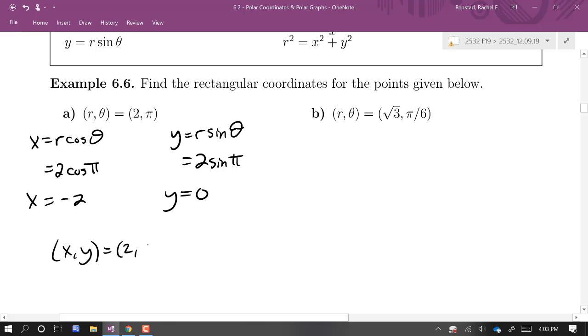So now that we're working with both polar and rectangular coordinates, you'll notice that we specify. This is my r, theta point at the top here, and then I'm giving my answer as an x, y point, and I specify.